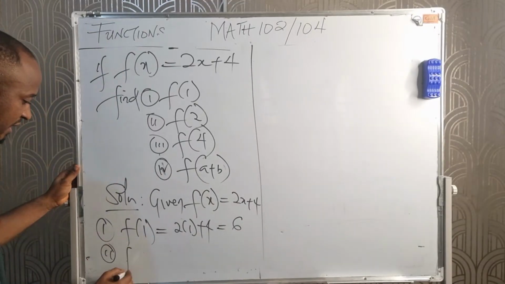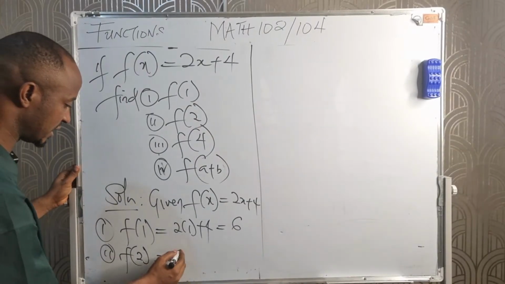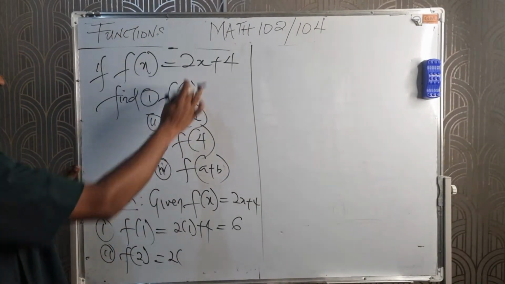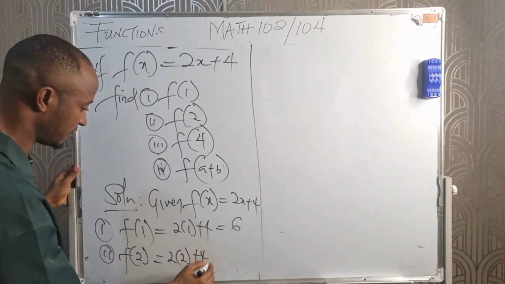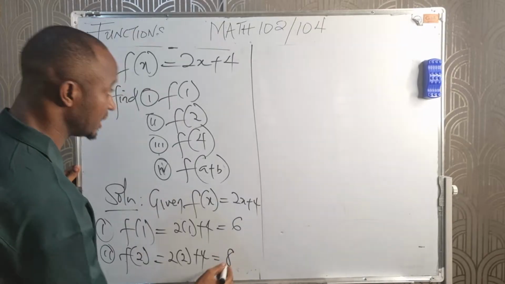Number 2 says find f of 2. F of 2 will give us 2 times 2 plus 4. 2 times 2 is 4, plus 4. That will give us 8.